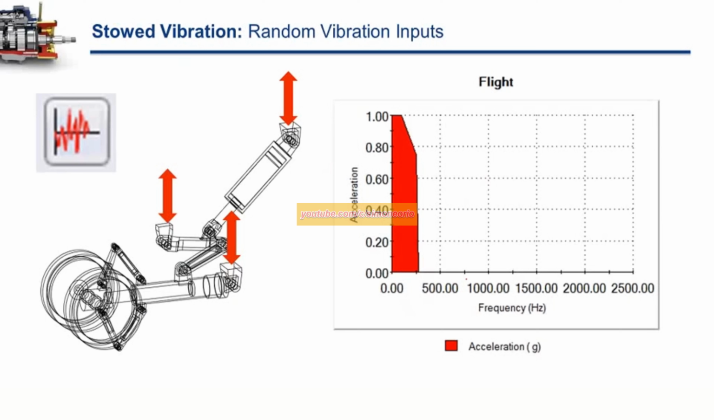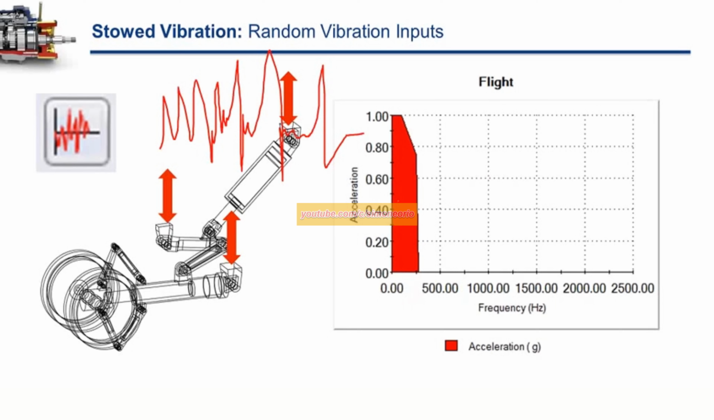So 1 G load up to about 250 hertz or so. In automotive, the frequencies are quite a bit lower. And this is random vibrations. So if we extract our test data, it looks a little something like this. And the input then becomes a frequency versus amplitude.